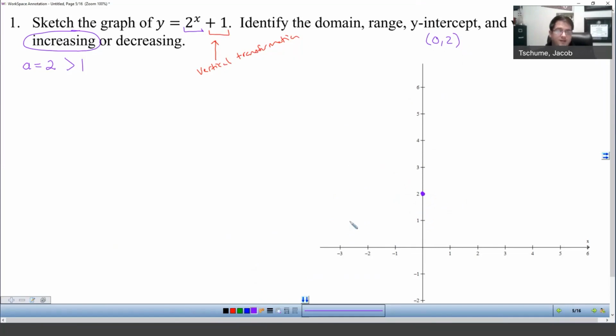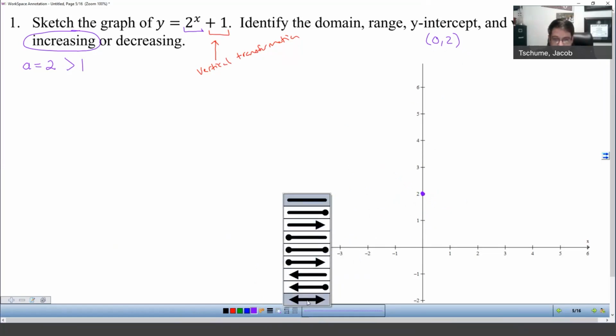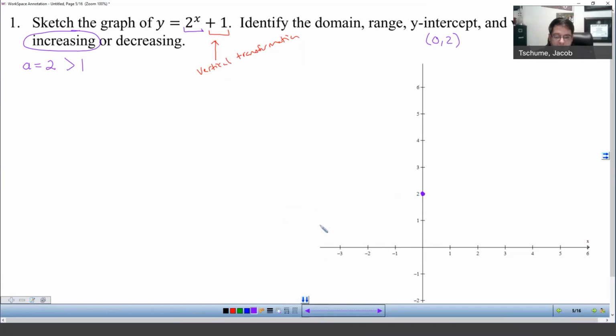I know it's going to be increasing. Now, in a normal exponential function, you can't cross the x-axis. But since everything has to get moved up one spot, what ends up happening here, I'm going to try my best to draw this as I can. Use my little tools here. You are going to actually have, sorry, I hit the wrong button.